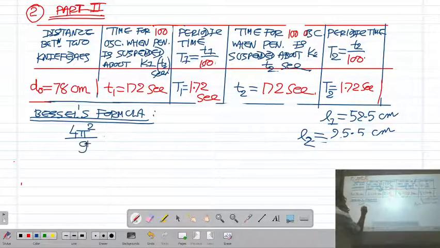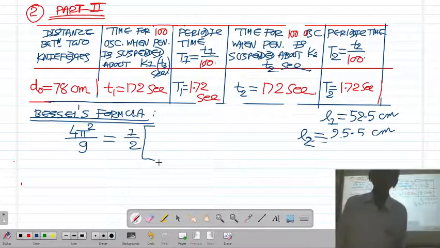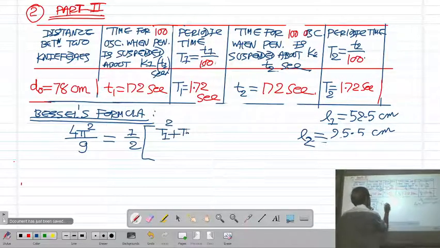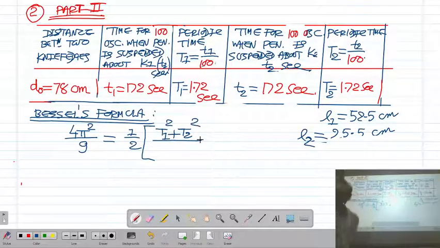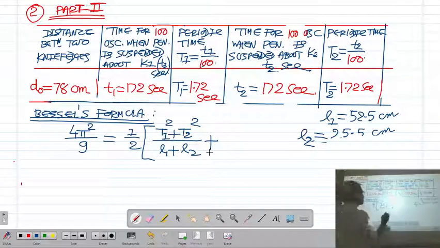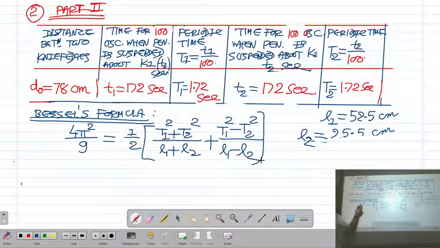In the first experiment I have given you this Bessel's formula. 4 pi square upon g is equal to 1 by 2 times the bracket of (T1 square plus T2 square) upon (L1 plus L2), plus (T1 square minus T2 square) upon (L1 minus L2). So this is the Bessel's formula. Here 4 pi square upon g relates to the acceleration due to gravity, which we want to calculate.